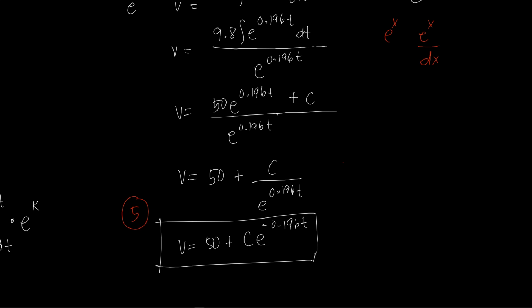So, then after this is... kuan na lang na siya. Point niya siya ha. Gisaka na lang nato ni. Pag saka ato niya, nahimo siya og 50 plus C e raised to the power of negative 0.1960. Then that would be your final answer. Questions?